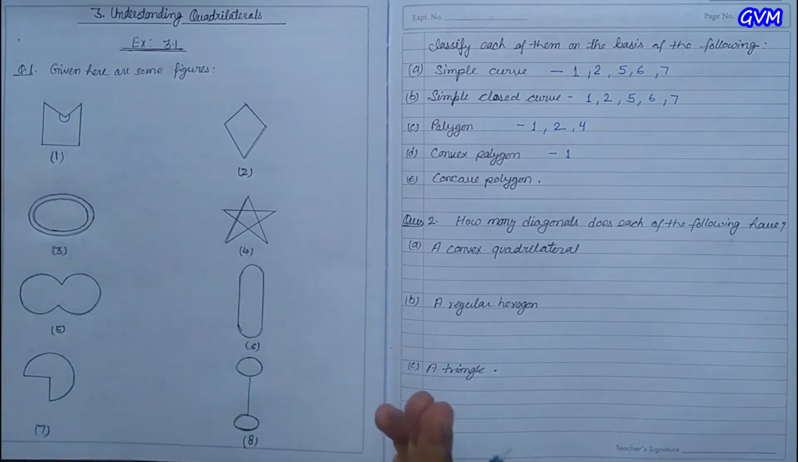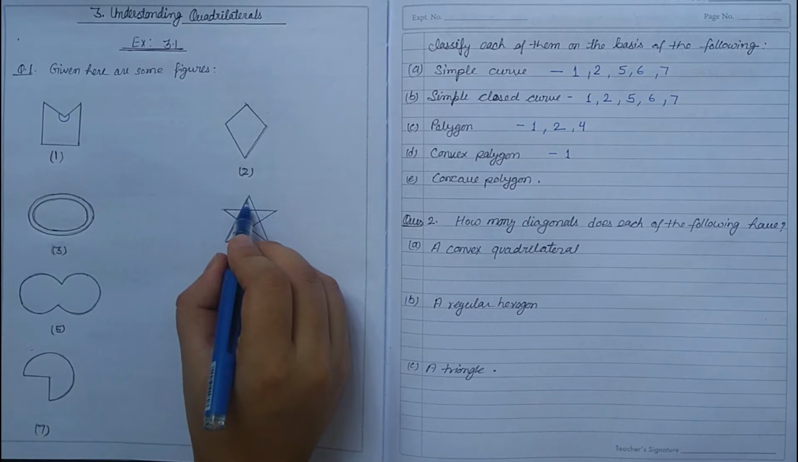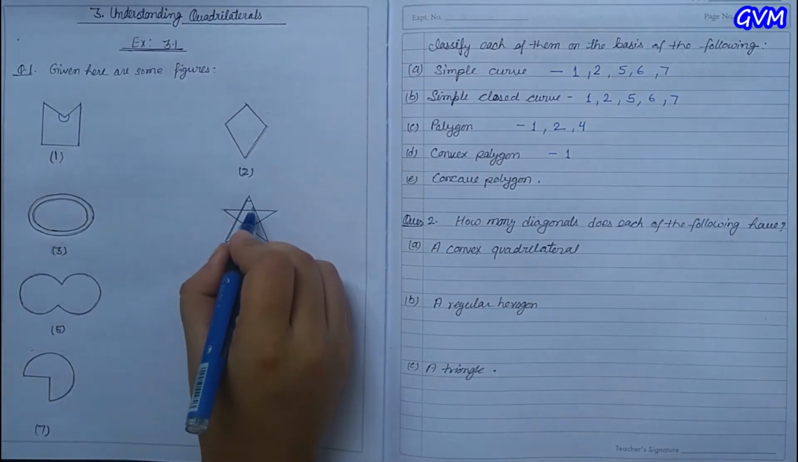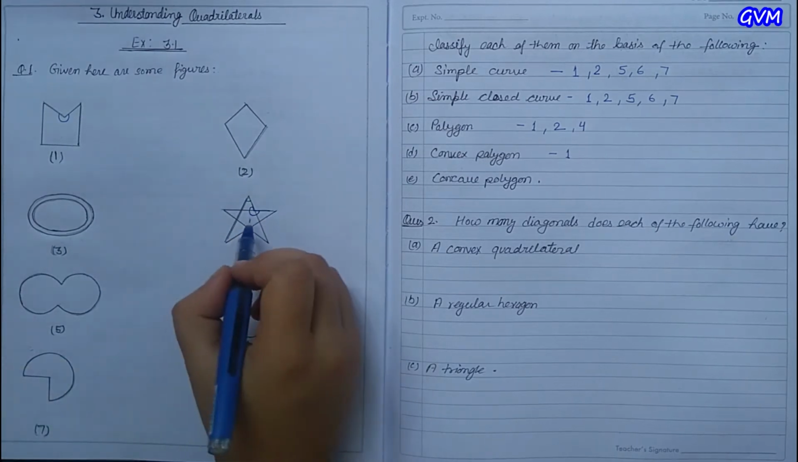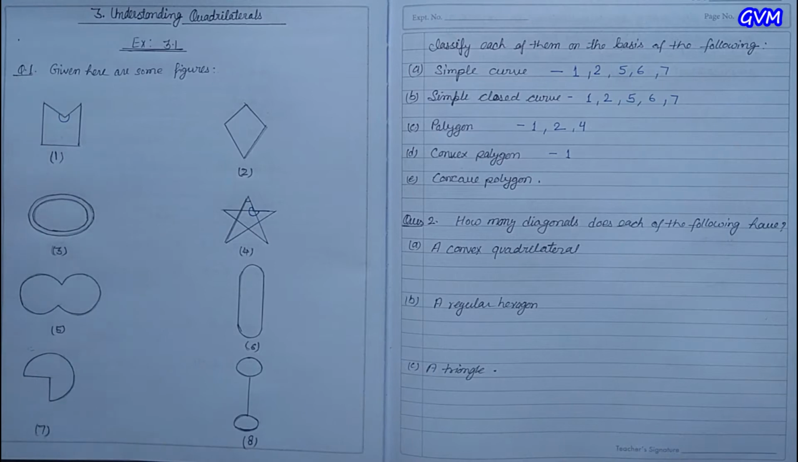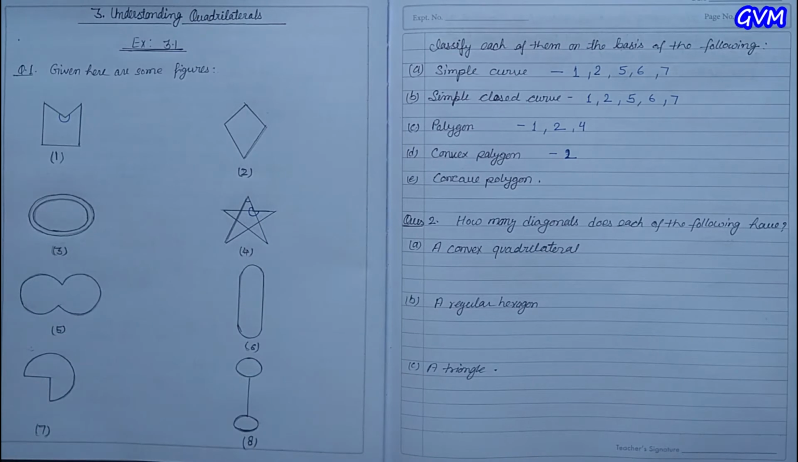Fourth is a polygon, but if we look carefully, these angles are less than 180 degrees. Okay, but can you see these angles? This angle is more than 180 degrees, so this is not a convex polygon, and the rest of them are also not. So only figure 2 is a convex polygon.